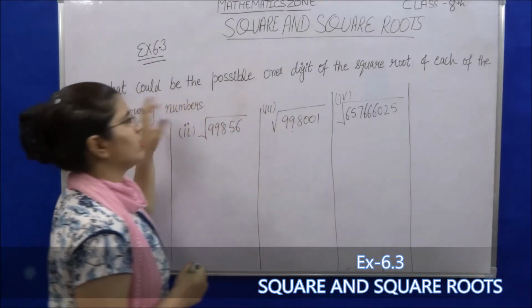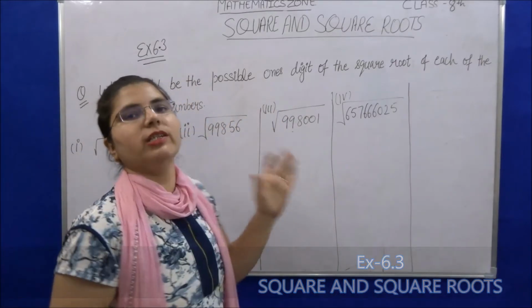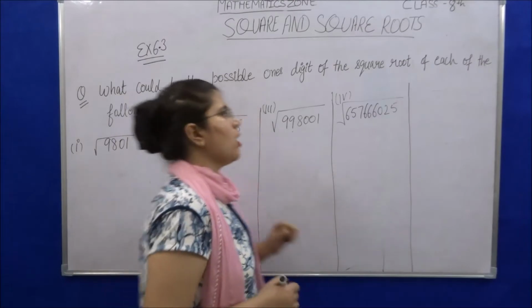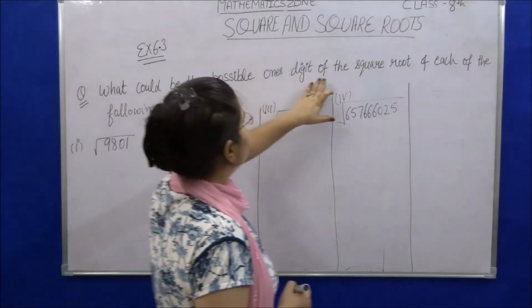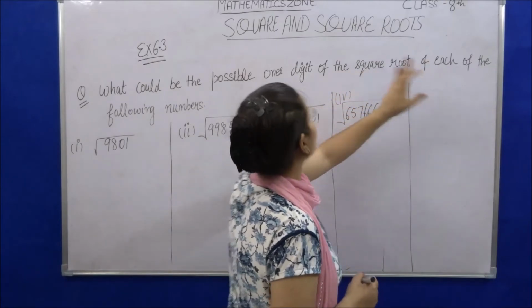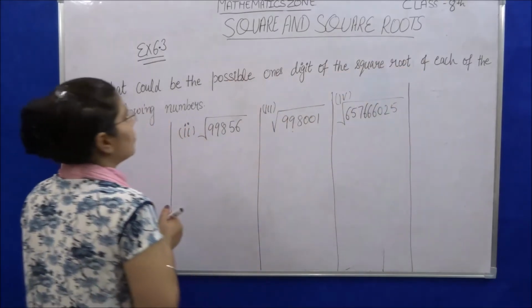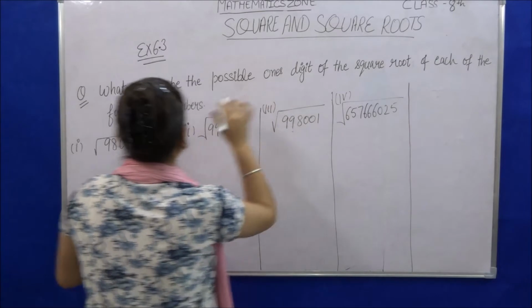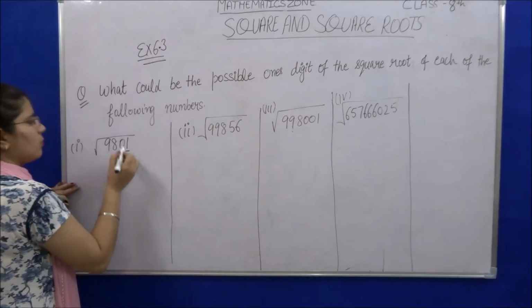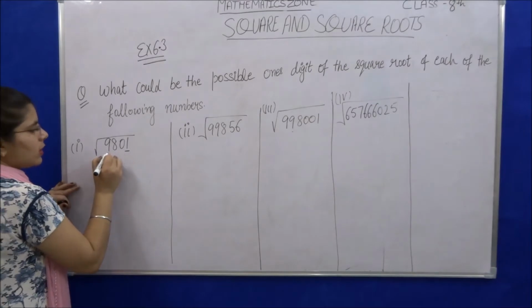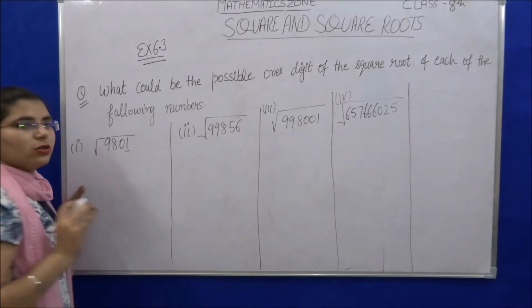Exercise 6.3 of the chapter Squares and Square Roots. Now in this question, what could be the possible ones digit of the square root of each of the following numbers? So here we want to find the digit of the square root of 9801 at its unit place.